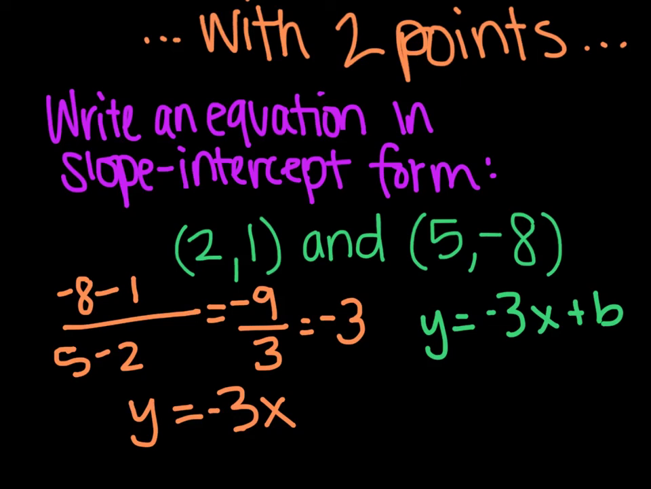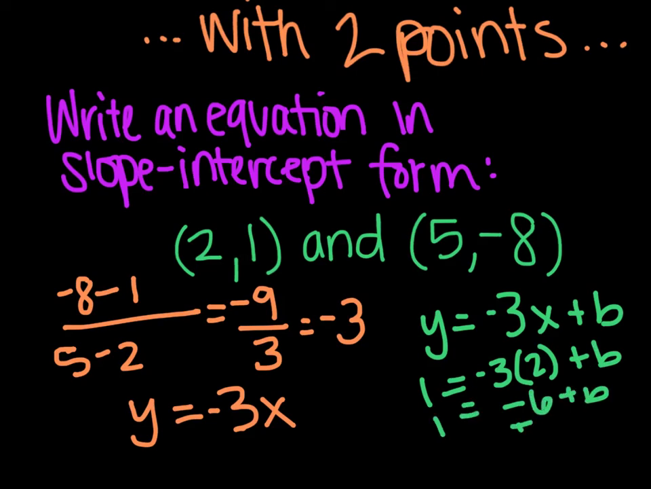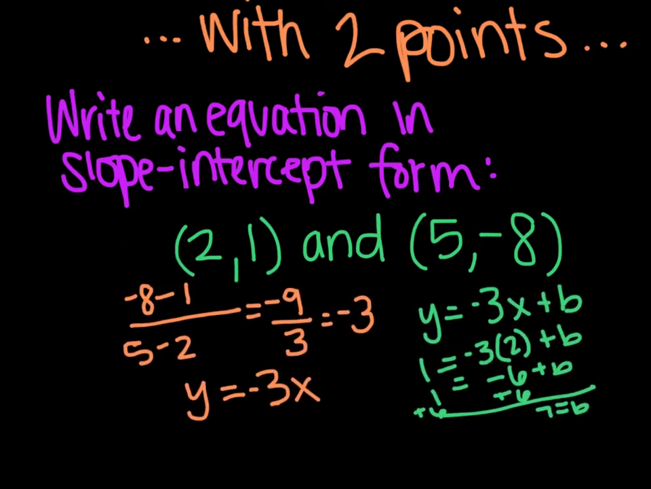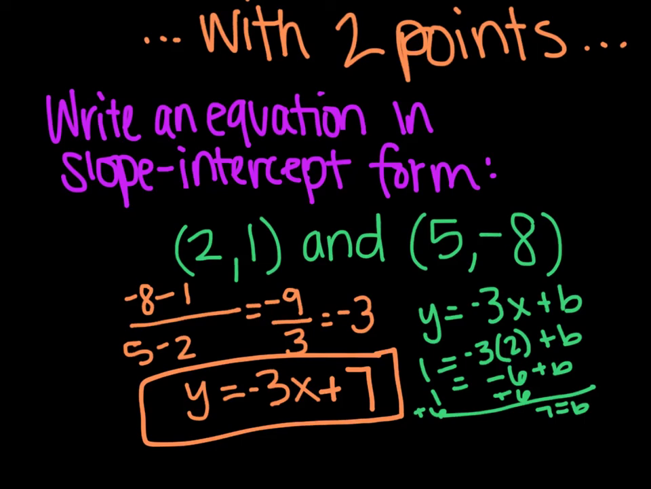It doesn't matter. So 1 equals negative 3 times 2 plus b. So negative 6 plus b equals 1. Add 6 on both sides, and 7 equals b. So now I can finish my equation and say plus 7. So there is my answer.